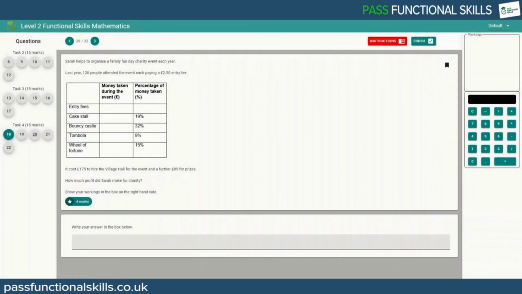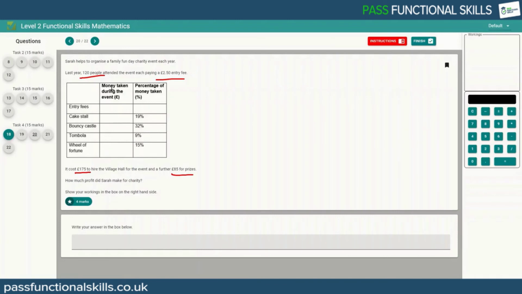Next, question 20. Sarah helps organise a family fun day charity event each year. We get told that last year 120 people attended the event, each paying an entry fee of £2.50. It costs £175 to hire the village hall for the event and a further £85 for the prizes. And we're asked to calculate how much profit did Sarah make for the charity.